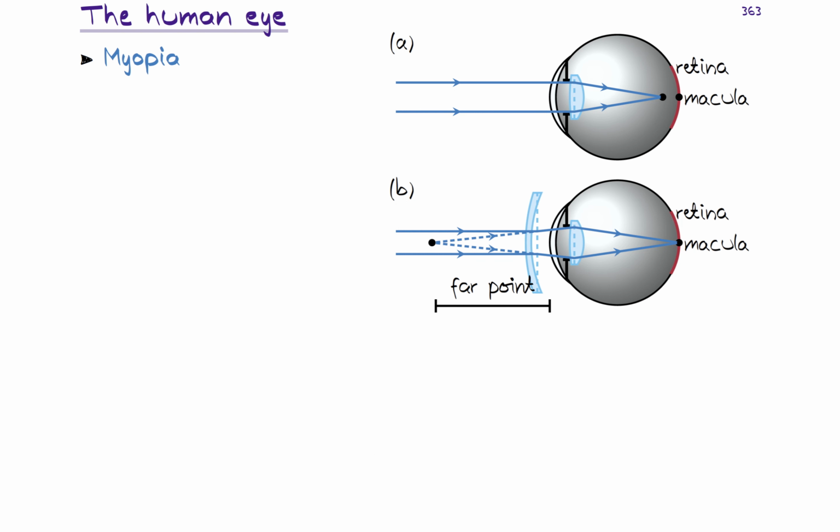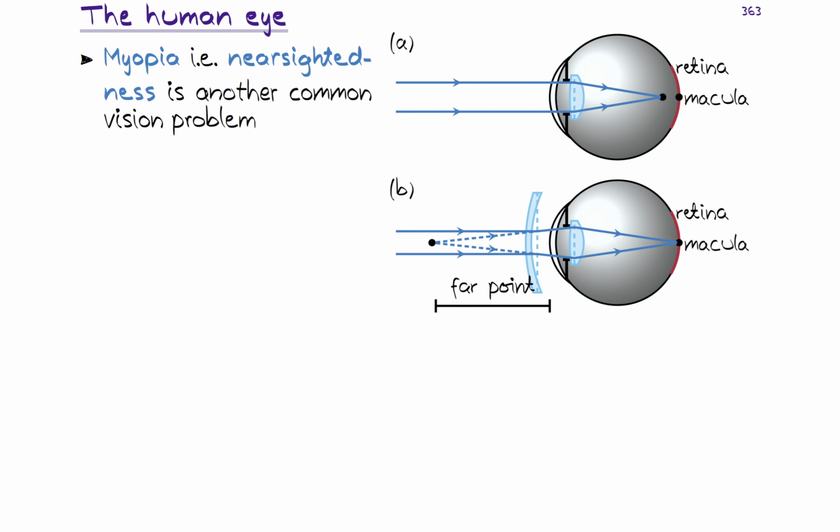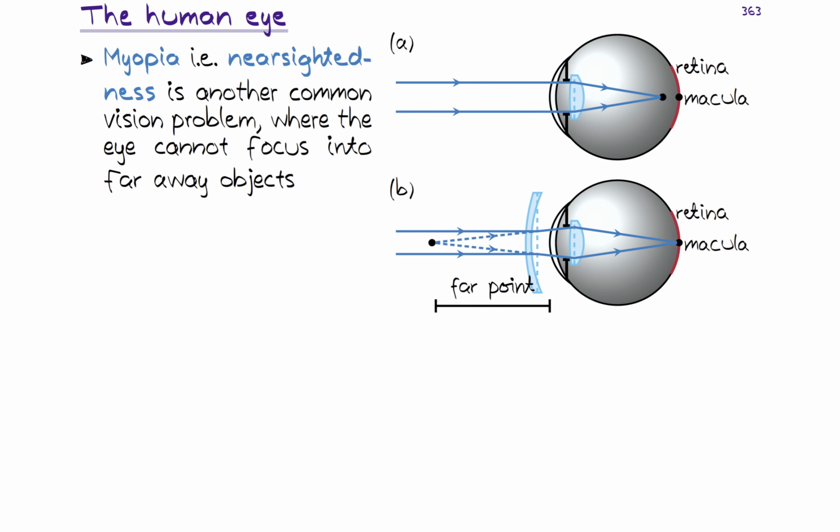And then let's go through the list and go through some of the vision problems that are out there. Let's start with myopia, which is also known as nearsightedness. This is a very common vision problem, where the eye cannot really focus on far away objects anymore. And this is why it's called nearsightedness.